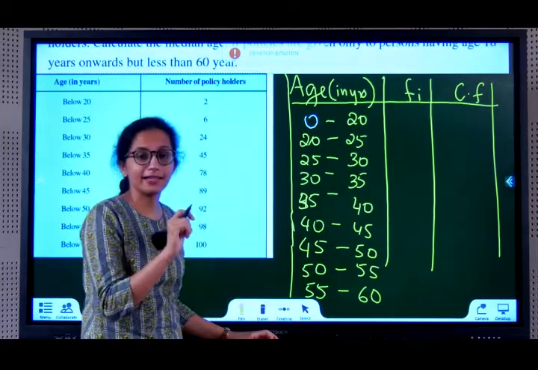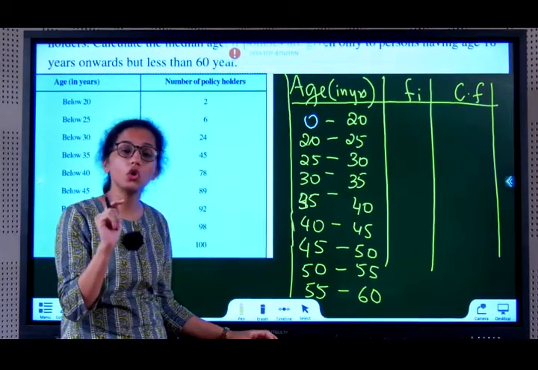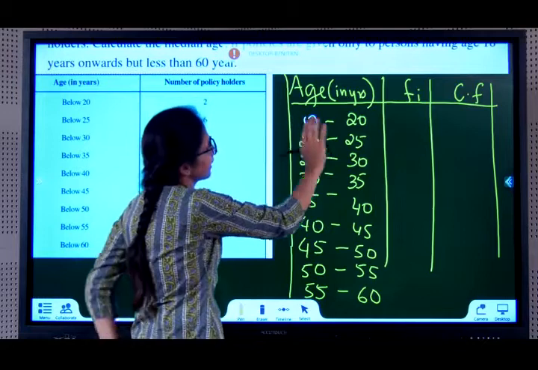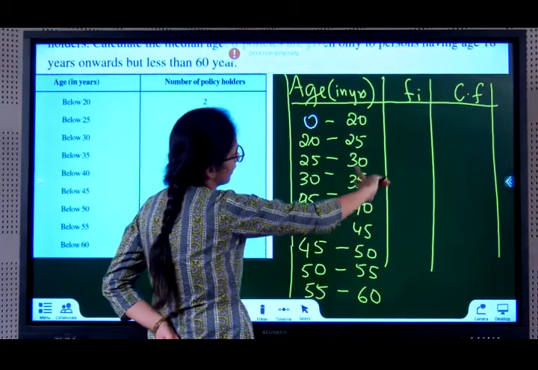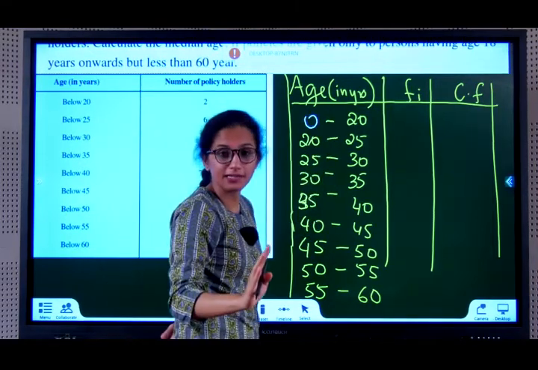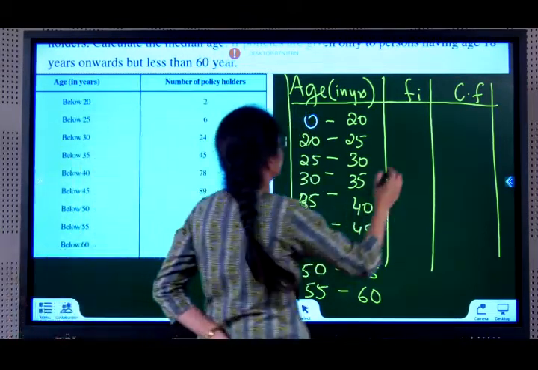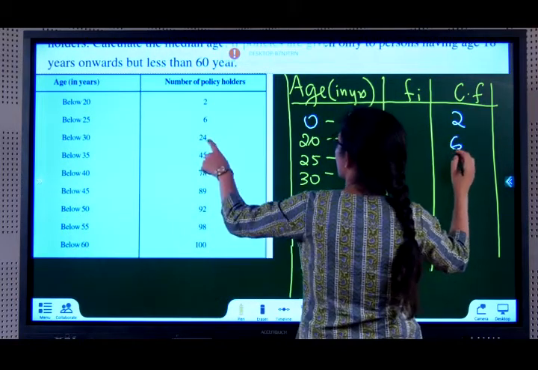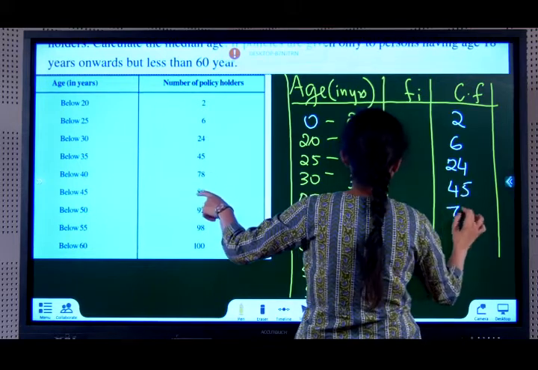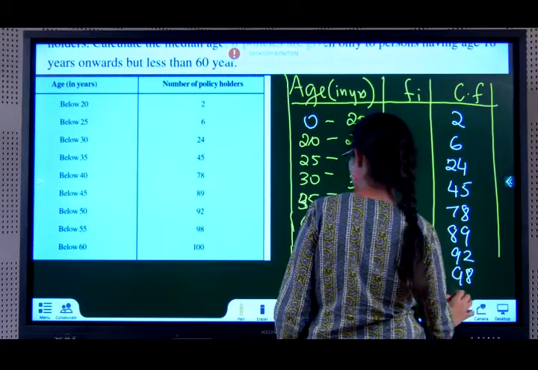Now, while finding class size, this is the reason why, while calculating h, I told you, avoid the first number, avoid 0. Leaving this first number, take consecutive upper limits or consecutive lower limits of anything. 35 minus 30 will do, 30 minus 25 will do, 20 minus 0 is 20, it's not the class size. So, avoid this. Now, frequency given, cumulative is given, so 2, 6, 24, 45, 78, 89, 92, 98, 100.